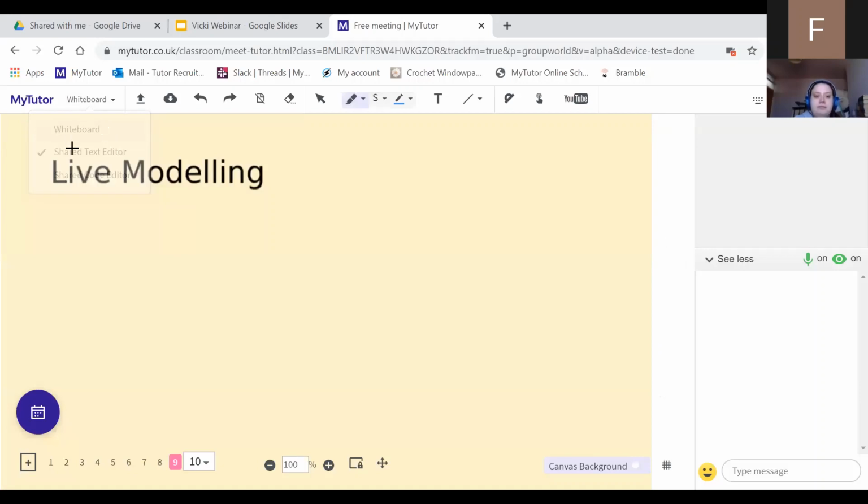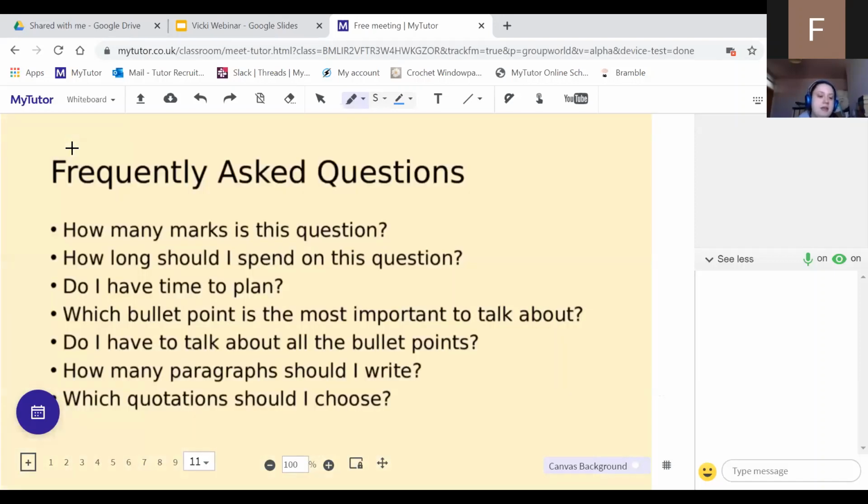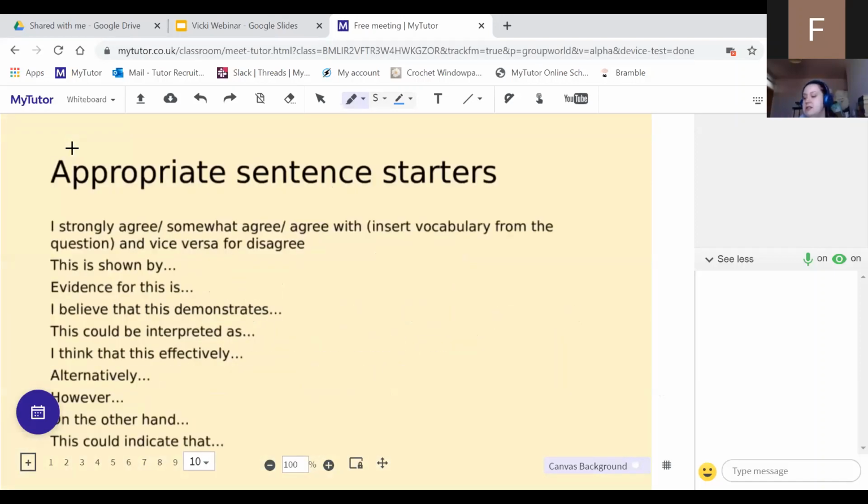Right, so we're getting to question time. So if you've got any questions, anything that you want clearing up, please throw them at me now. I'm just going to go through a couple of extra things for you as well. So appropriate sentence starters, so these are just some things to get you going. So I strongly agree, somewhat agree, I agree with, or vice versa for disagree. This is shown by evidence for this. I believe that this demonstrates, this could be interpreted as, I think that this effectively, alternatively, however, on the other hand, this could indicate that. So just some ways for you to debate there.